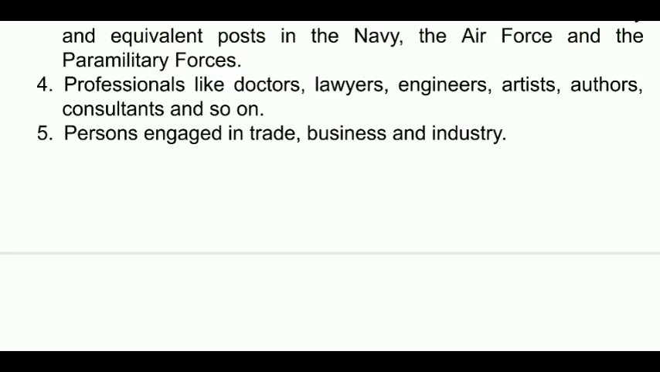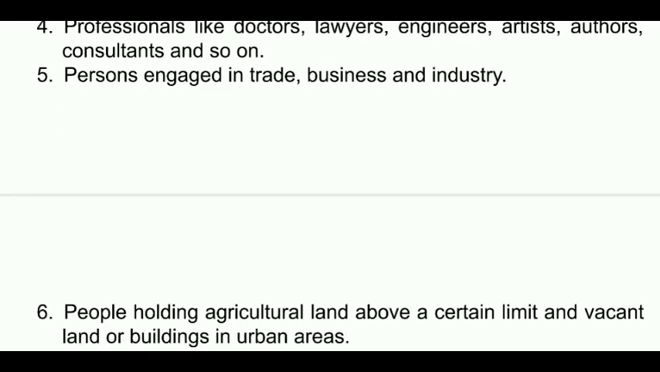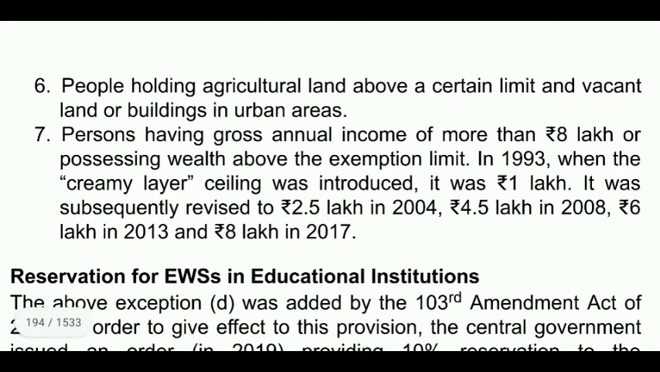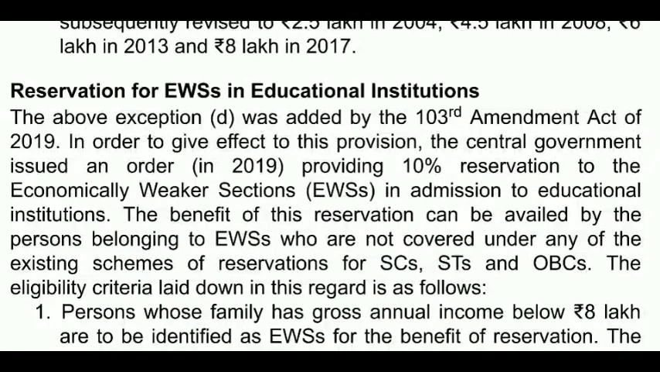Number 5, persons engaged in trade, business and industry. Number 6, people holding agricultural land above a certain limit and vacant land or buildings in urban areas. Number 7, persons having gross annual income of more than 8 lakh or possessing wealth above the exemption limit. In 1993, when the creamy layer ceiling was introduced, it was 1 lakh rupees. It was subsequently revised to 2.5 in 2004, 4.5 lakh in 2008, 6 lakh in 2013 and 8 lakh in 2017. Now, reservation for EWSs in educational institutions.